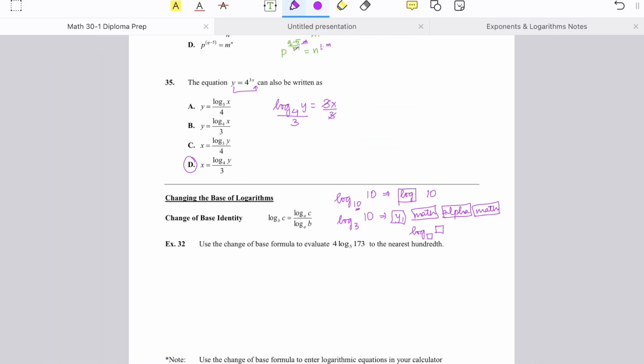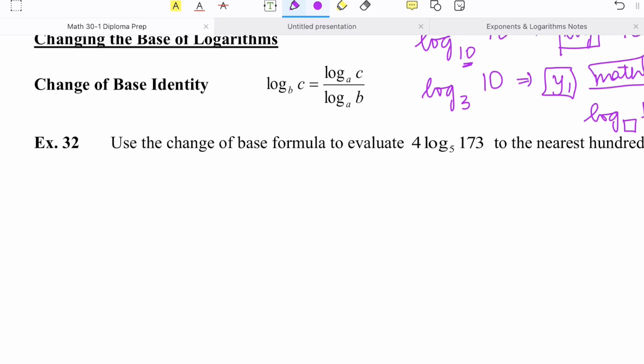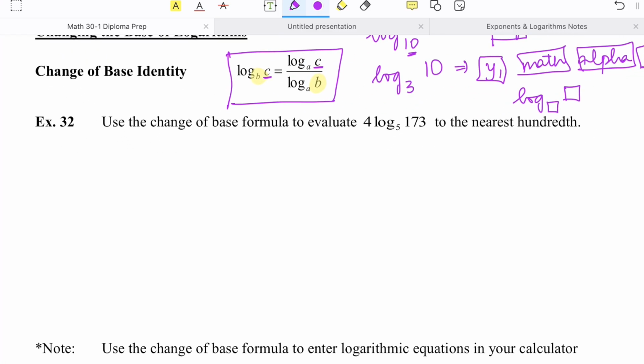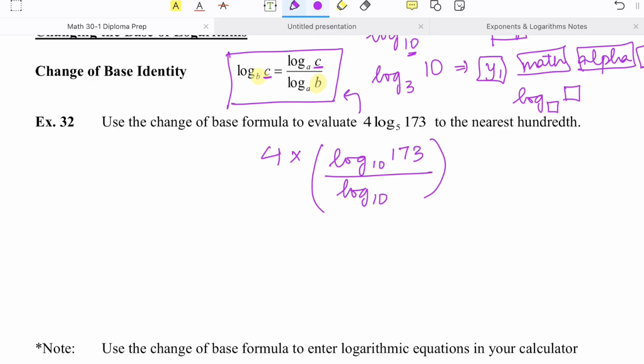But if you forgot this, what you could do is put your change of base identity into play. So your base is going to become your denominator, and your numerator is just going to be c. Okay, so let's try doing this question using this. So it's going to be 4 times log base 10 of 173 over log base 10 of 5.